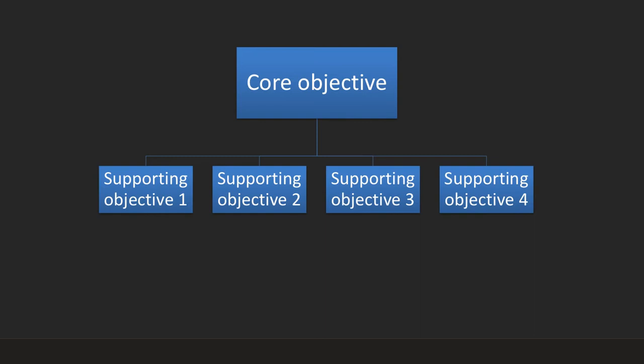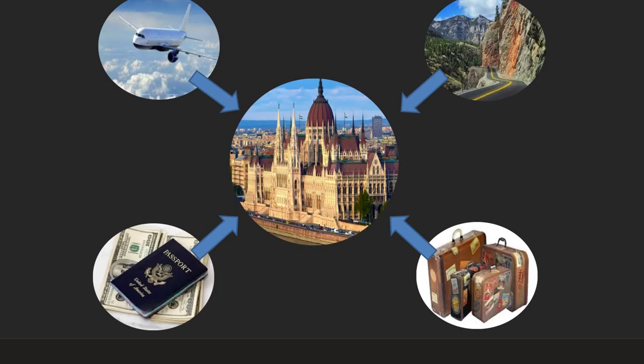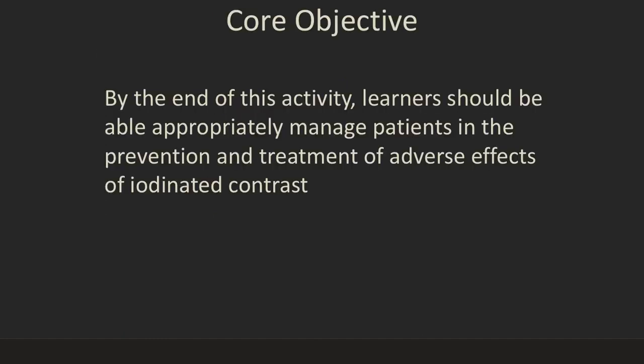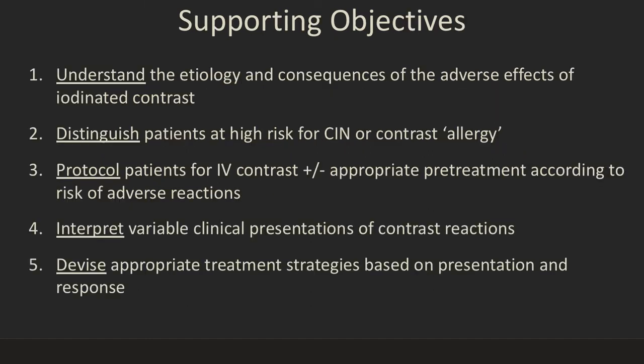For any teaching session, you will have a core objective, and then you will have a number of supporting objectives. Think of your core objective as your destination, and the supporting objectives as how you get to that destination. So here's an example core objective for a teaching session about contrast. By the end of this activity, learners should be able to appropriately manage patients in the prevention and treatment of adverse effects of iodinated contrast. To get to this core objective, we have these separate supporting learning objectives.